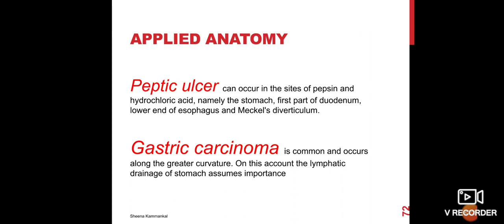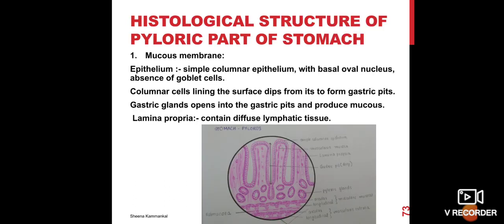So the parts of the gastrointestinal tract which can be affected with ulceration are the lower end of the esophagus, then the stomach, and the first part of the duodenum. Next is gastric carcinoma, or gastric cancer, stomach cancer. It is common and it occurs along the greater curvature, not along the lesser curvature. On this account, the lymphatic drainage of the stomach assumes importance. The lesser curvature of the stomach is more prone to ulceration, but the greater curvature of the stomach is more prone to gastric cancer.